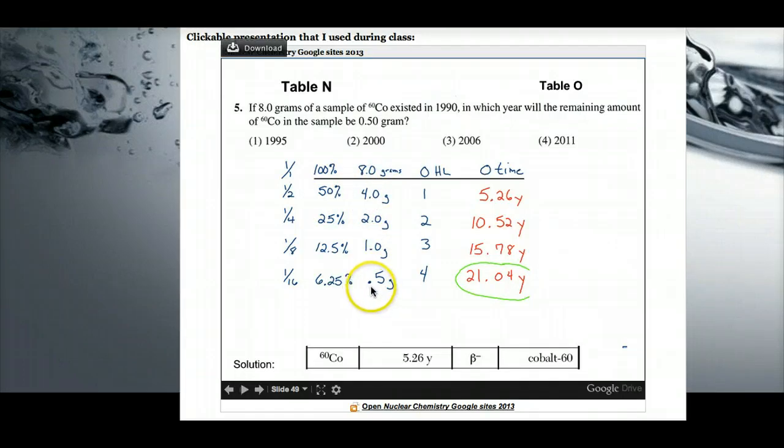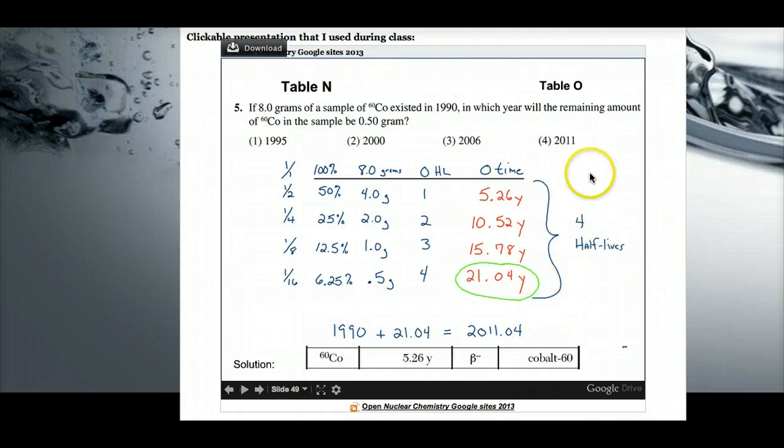So look what I did here. 0.5 grams, and I added each half-life. The half-life is the amount of time it takes for half of the substance to decay. So the first halving took 5.26 years. The second half-life, we just added 5.26. So you had 4 half-lives, and each one was 5.26, and it's always going to be whole numbers in this course. So 4 times 5.26 is 21 years. So 21 years transpired. If you start in 1990, 21 plus 1990 gives me 2011. So I'm adding 21 years, and I get 2011.